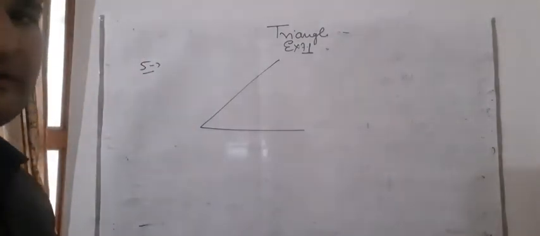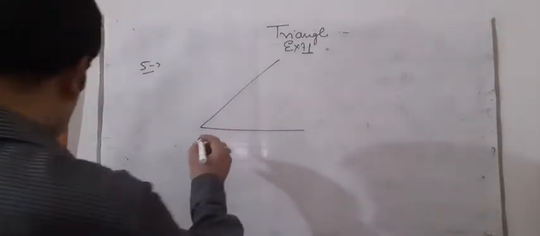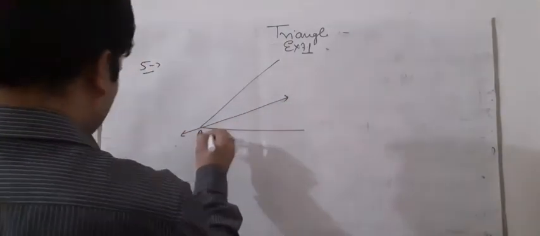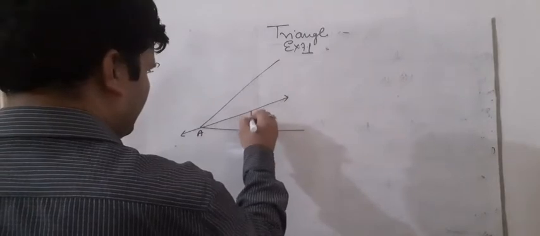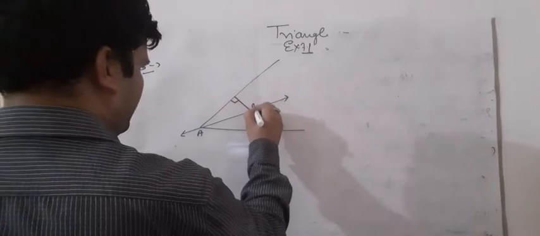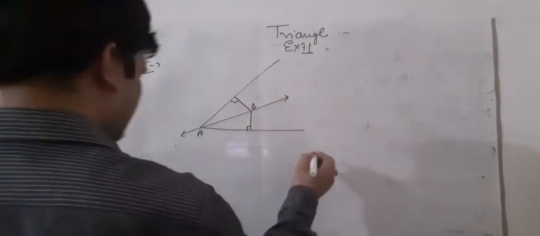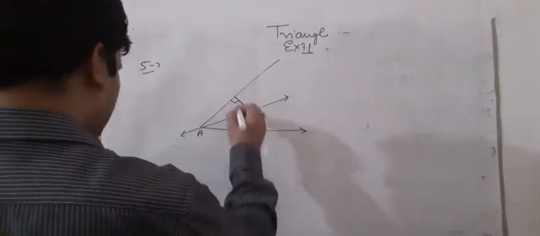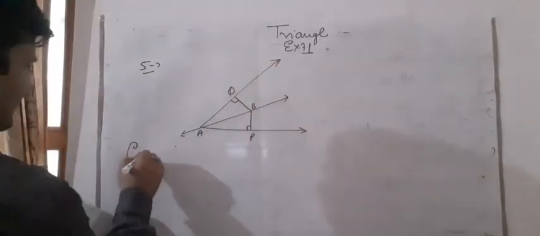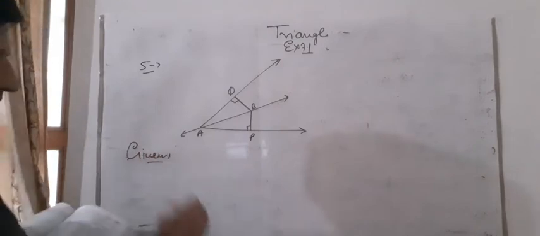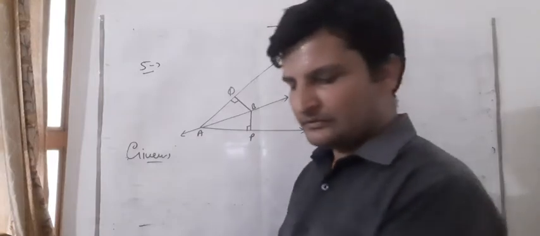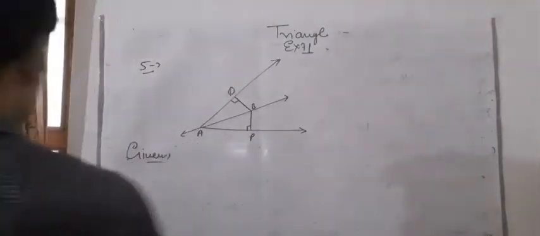First we have to understand the figure. This point is A, this point is B, this point is P, this point is Q. Now in any question you have to write first what is given. So here given it is that L is the bisector.